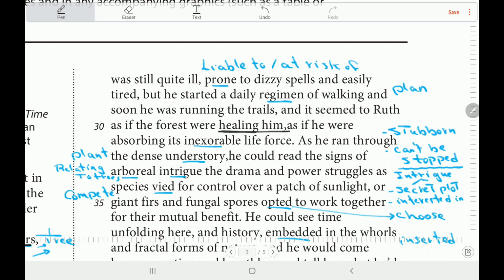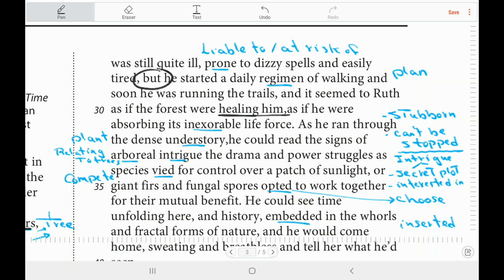What he's saying here is that when he came, he was prone, means liable to, at risk of being dizzy and tired. But notice the shift. He started a regimen. A regimen means a plan of walking. He started walking every day. Till now he was healed. Now he can live in the forest and like it so much.